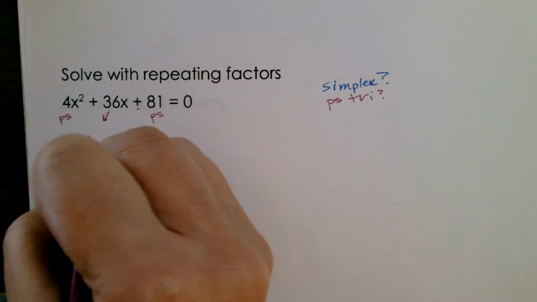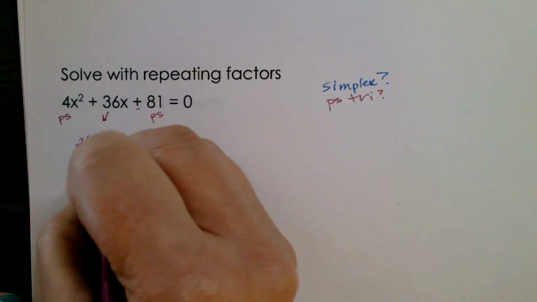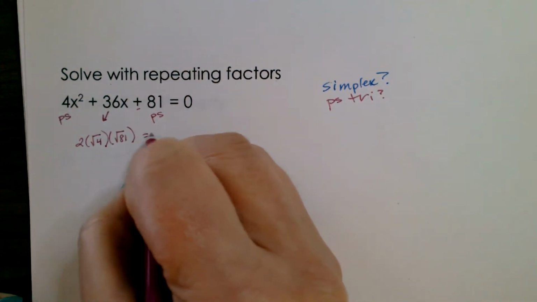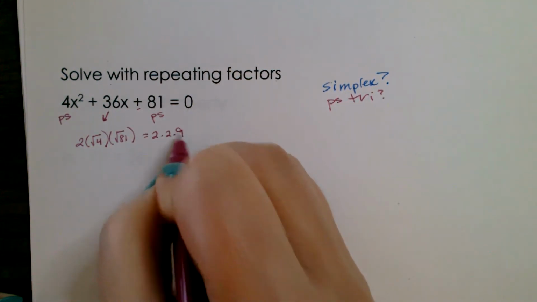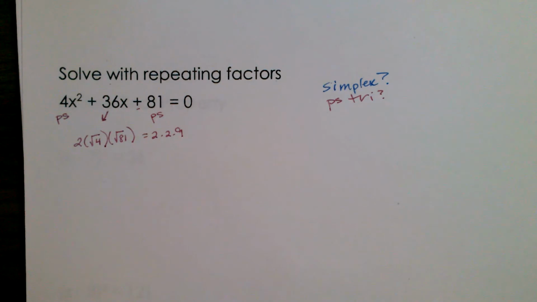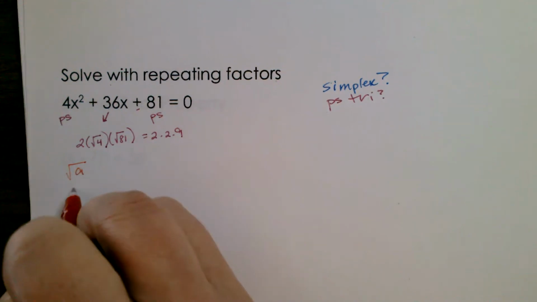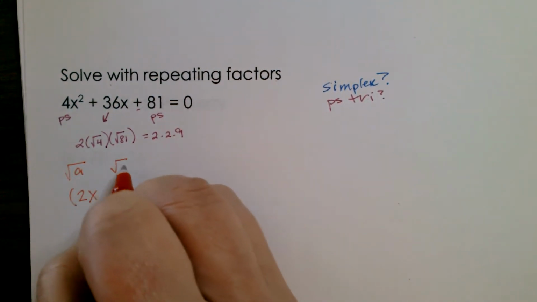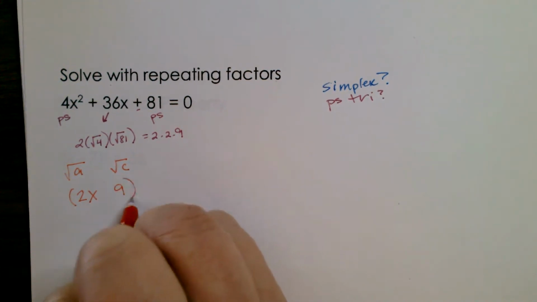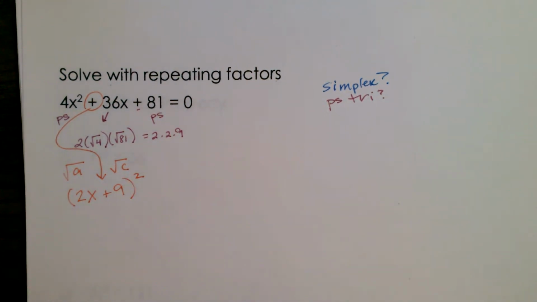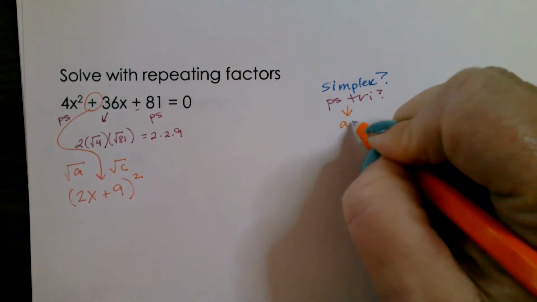Is 2 times the square root of A times the square root of C equal to 36? Is 2 times 2 times 9 equal to 36? It is. Therefore, I could take the square root of the A term, 2x, the square root of the C term, 9, with the sign in front of B, squared. But again, you don't need to do it that way. We could go from there right to the ACB chart.